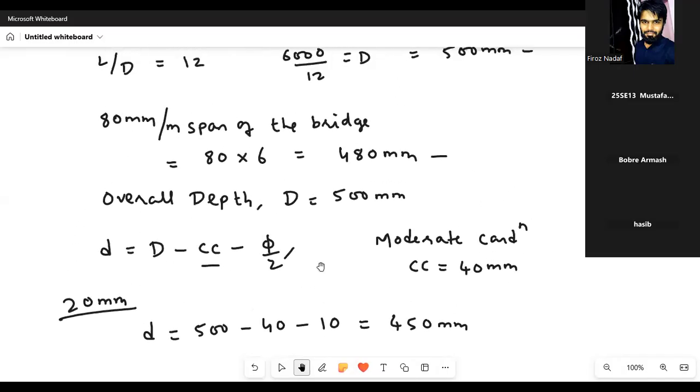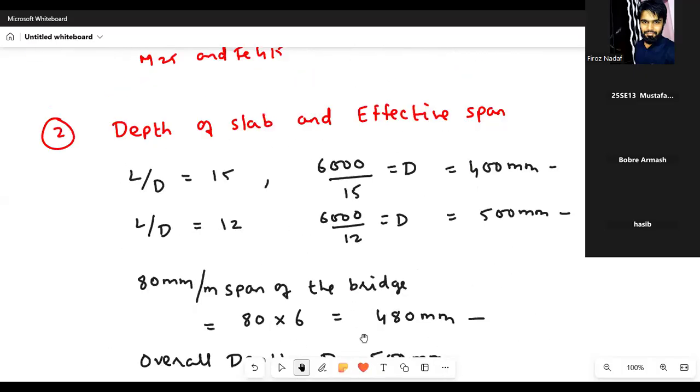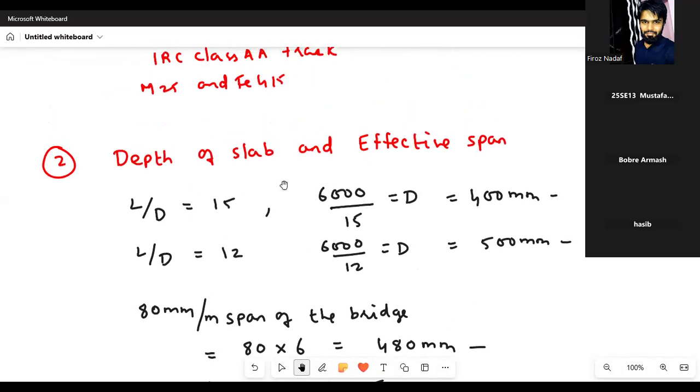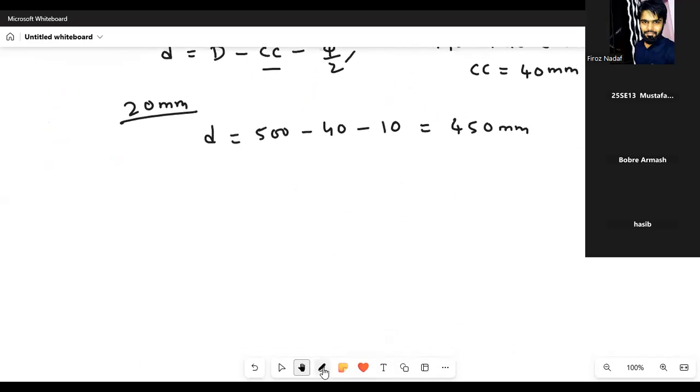So we have decided the overall depth. We have decided the small d in our step, that is the depth of slab. Now we will have to decide the effective span of the bridge. What is the effective span of the bridge? Okay, that we will decide.